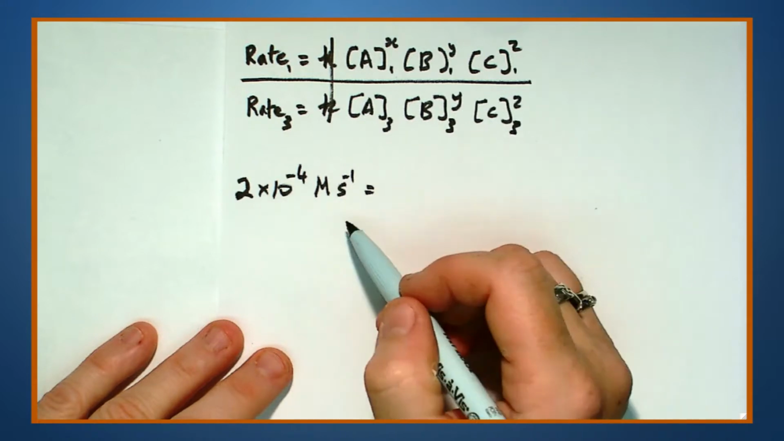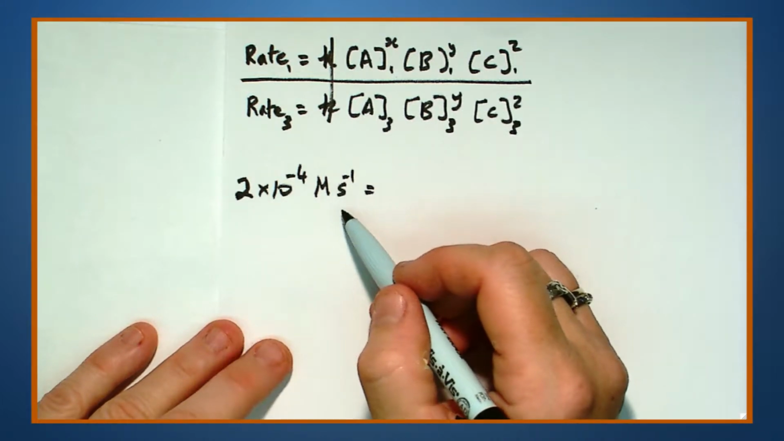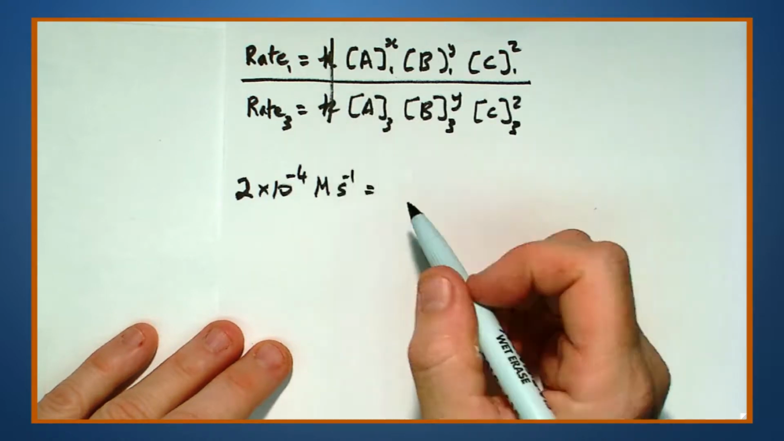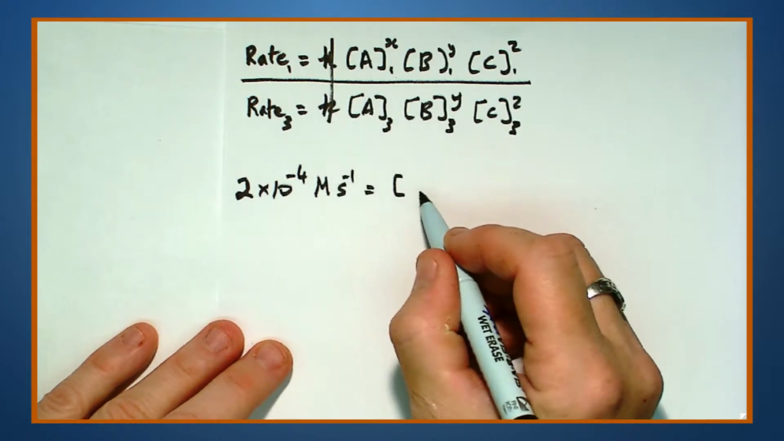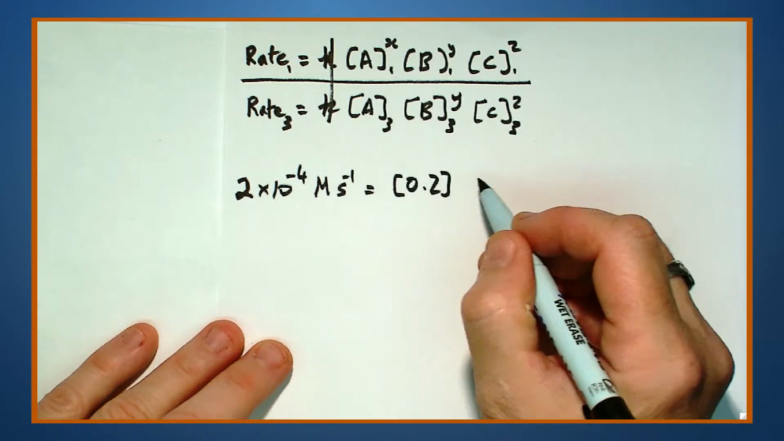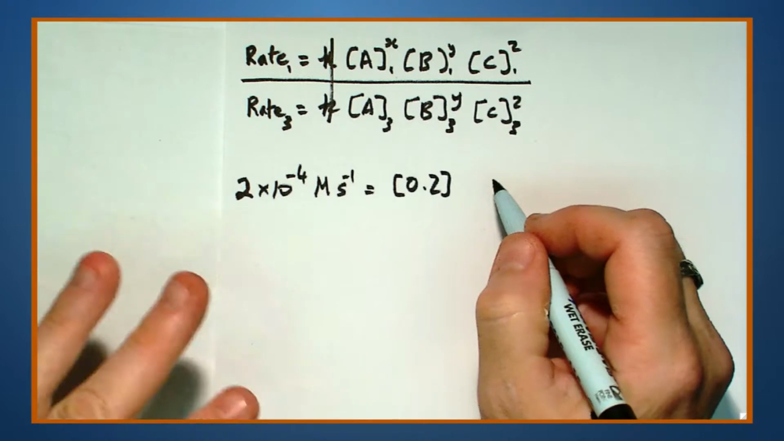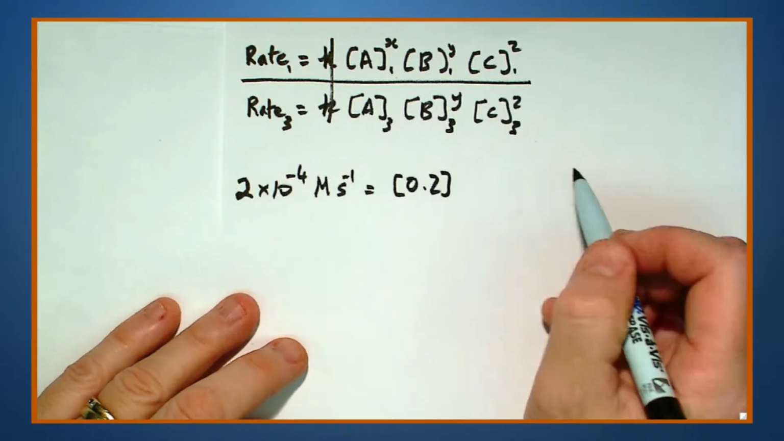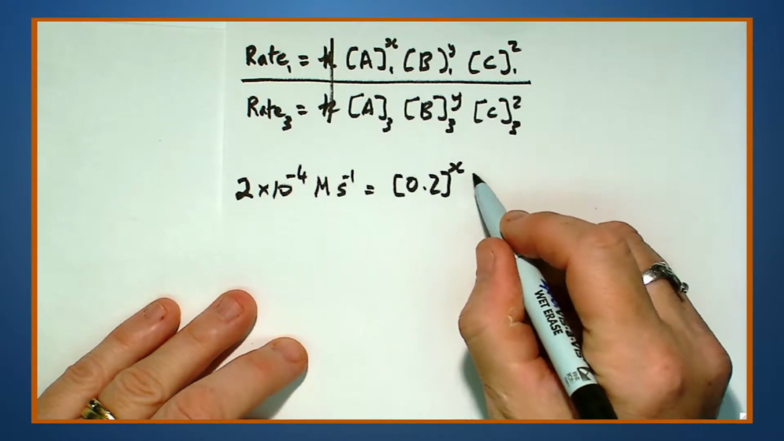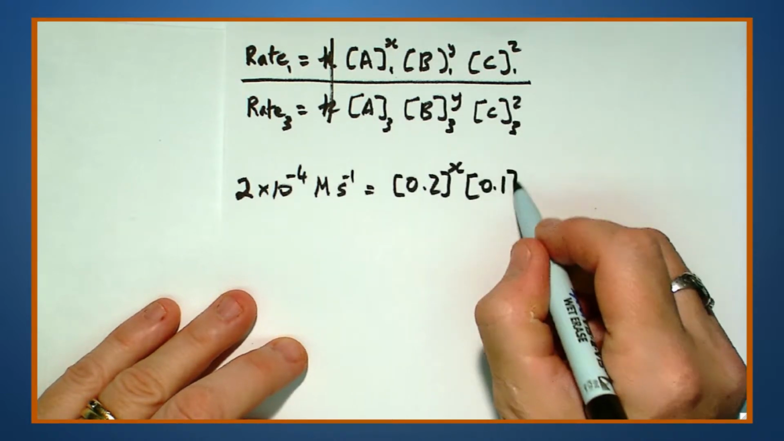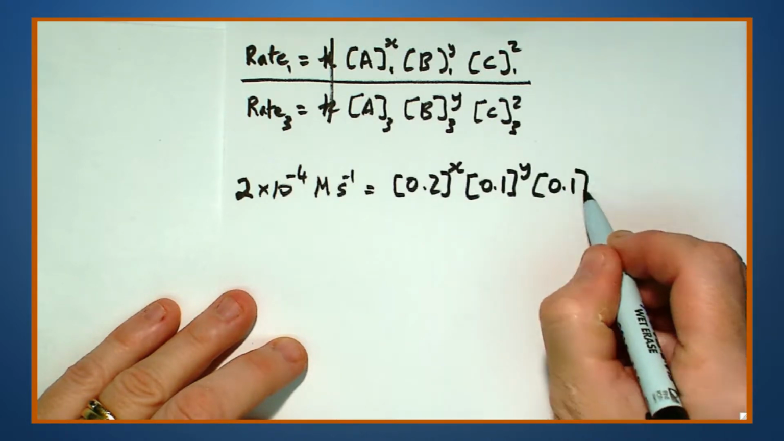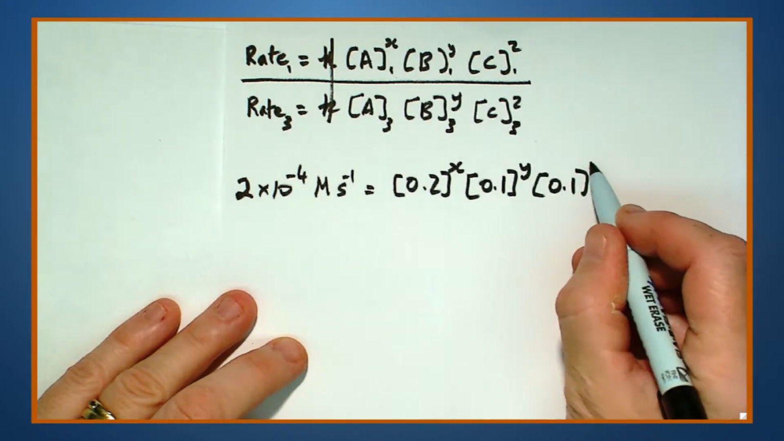So this is the initial rate of formation from experiment trial 1. I'm not going to bother to write the K because we've already decided it's going to cancel. Then we can put in the concentrations. In experiment 1, this was 0.2. I'm not going to worry about putting molarity on the side because we already know the units, and I'm just trying to not make it too messy. We're going to put X here because we don't know what it is. Then we have 0.1, again to the Y, and then the last one is 0.1 to the power of Z.